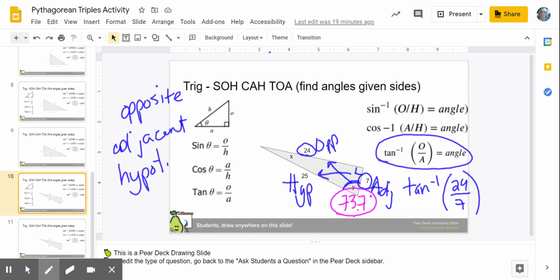So what would X be if we know Y? So angle Y is 73.7. Angle Y is 73.7. So what's X? What is it? 16.3 degrees. Perfect.